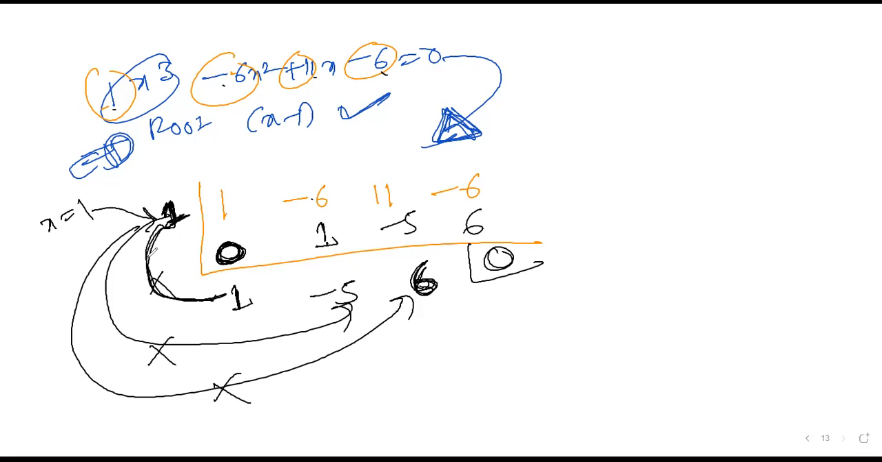Yeah, good. One more time, I'll try to explain the method. First, you write the coefficients of all. The root is x is equal to 1, you write. This 0 is assumed, you can write 0. This is 1 plus 0, 1. Then 1 into 1, 1. Then minus 6 plus 1, minus 5. 1 into minus 5, minus 5. Plus 11, minus 5 plus 11 is 6. 1 into 6, 6, minus 6. Answer is 0. Clear?